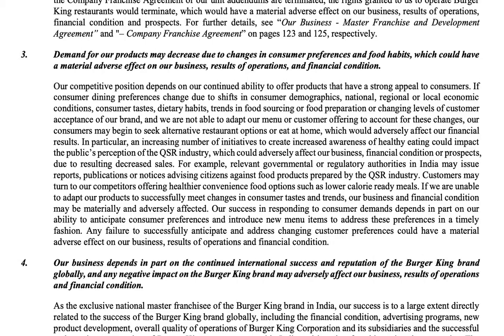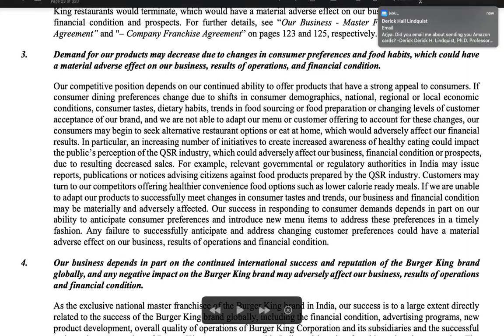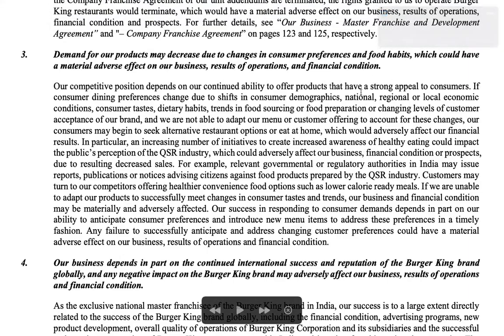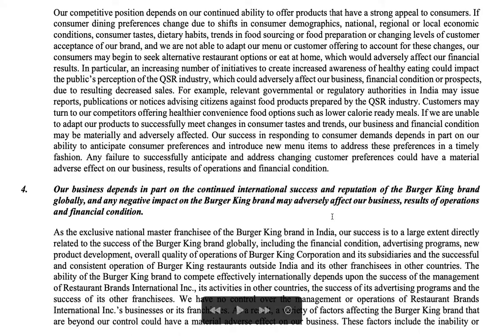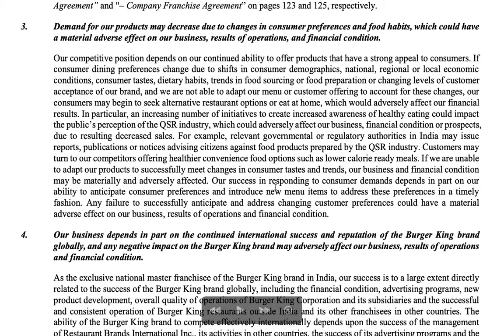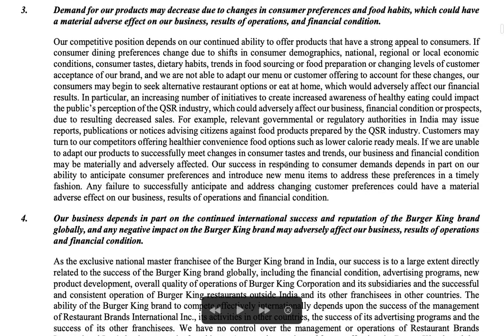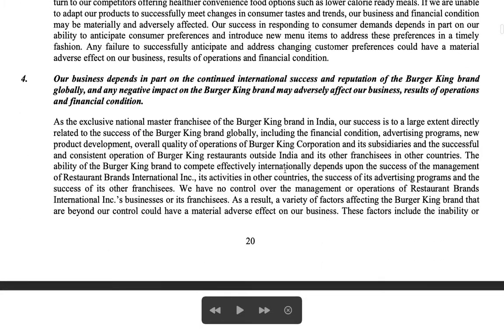They may want to have a healthier option, such as a salad, which I don't know whether Burger King offers, but I know that Subway definitely offers that. So, in other words, we could have competition from people offering healthier convenience food options, right? And if our consumers start moving to healthier options, then Burger King might have a problem, right?